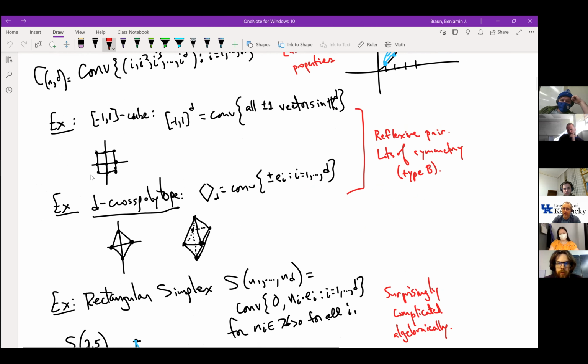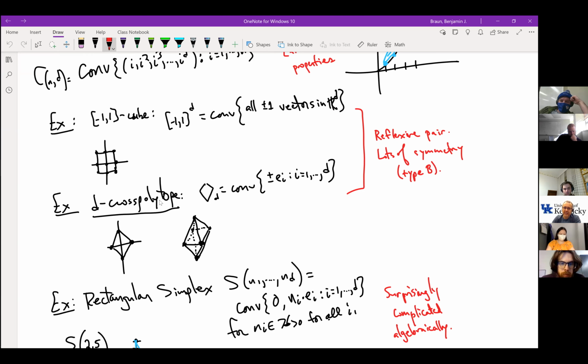All right, so another pair of examples, they really do come as a pair. One is the [-1,1] cube, denoted [-1,1]^d. This is the convex hull of all plus-minus 1 vectors in R^d. So in R2, you just take (1,1), (-1,-1), (1,-1), and (-1,1). You take the convex hull, you get this square.